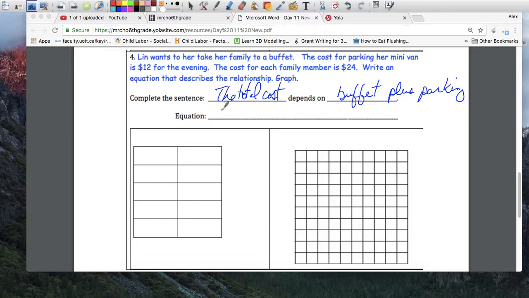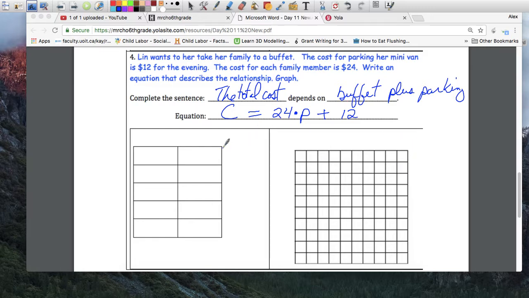So the equation, cost, if you want to use C for cost or T for total, cost is going to be the buffet. So how much is the buffet? $24. Not for everybody, but per person times each person. So $24 times the number of people plus parking. And how much was the parking? It's $12. The parking is going to be $12 period. Whether you eat there for an hour, 2 hours, or 3 hours, it's $12 for the whole evening. So there's our equation.